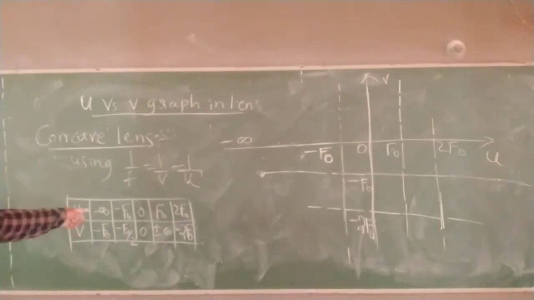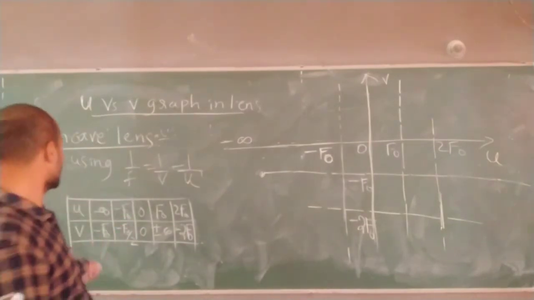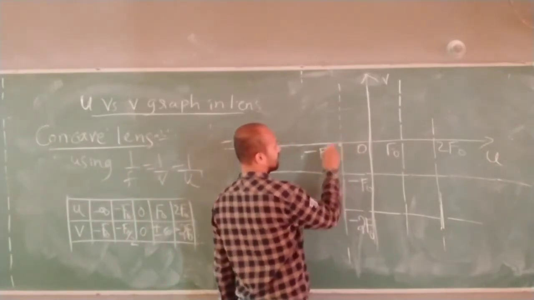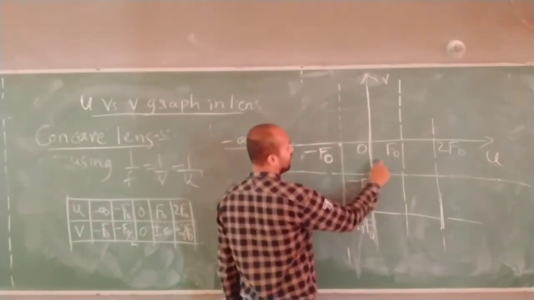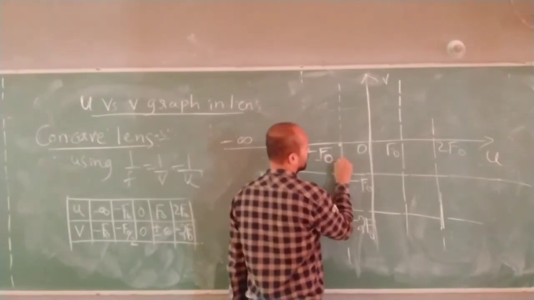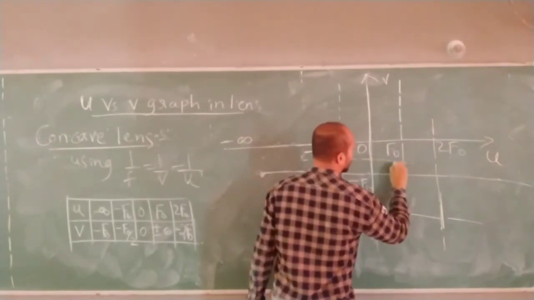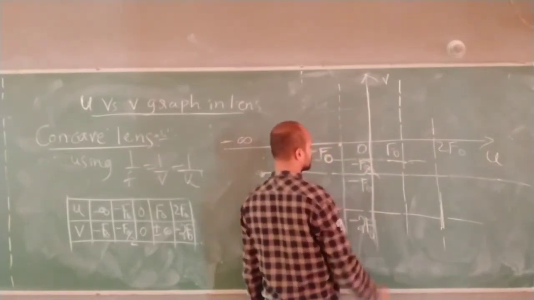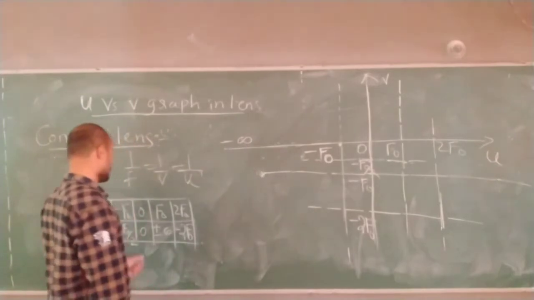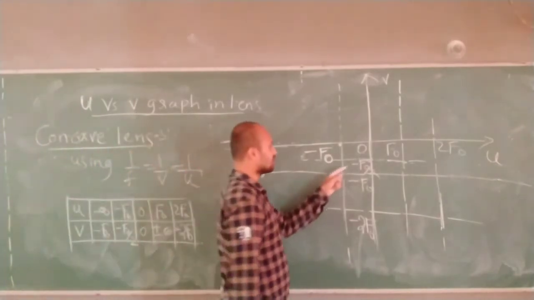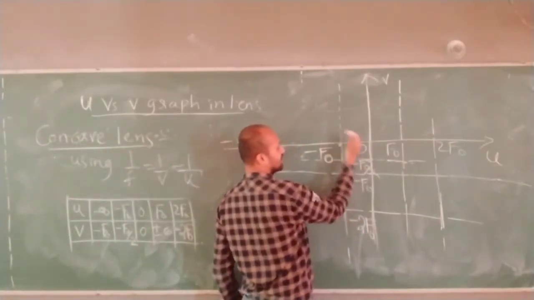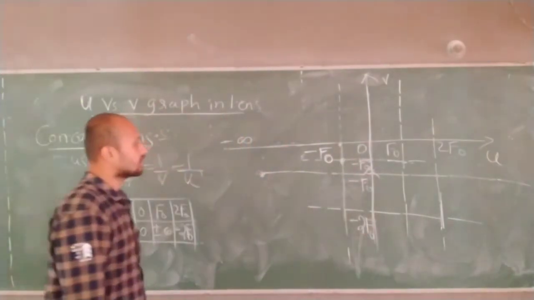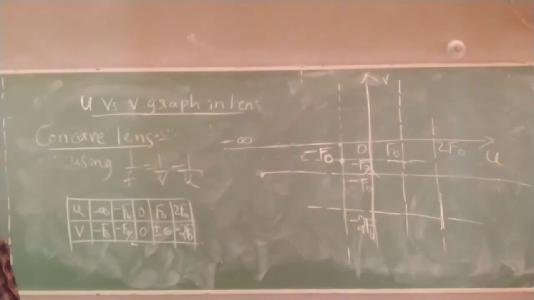Then, when object is at minus f0, image is at minus f0 by 2. Okay? When object is at minus f0, image is at minus f0 by 2. Let me draw one line here. If I draw one line, this point is minus f0 by 2. Image, correct now? So image is at minus f0 by 2. So the intersection of minus f0 by 2. This is the point. This is the point. Correct now? Now then, what is that?